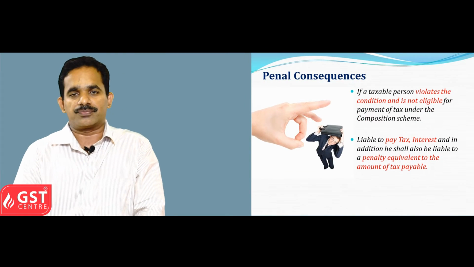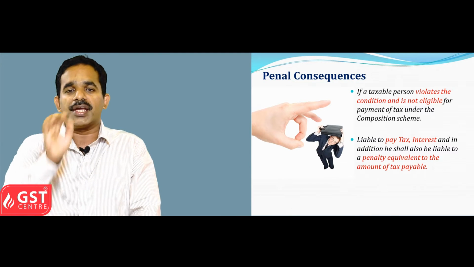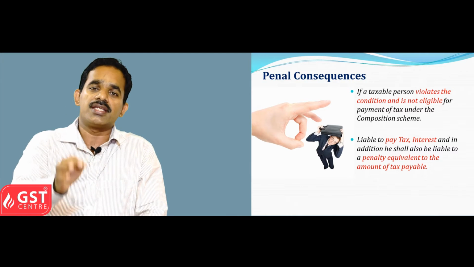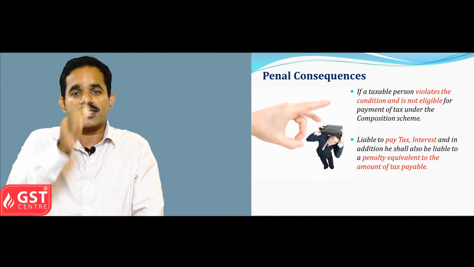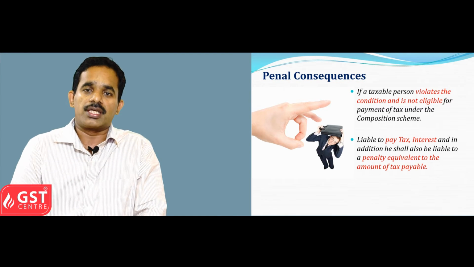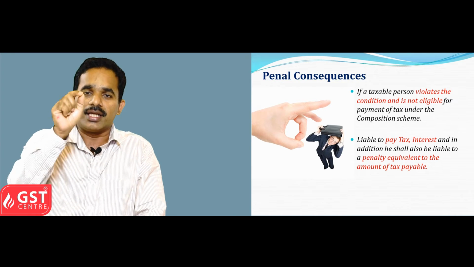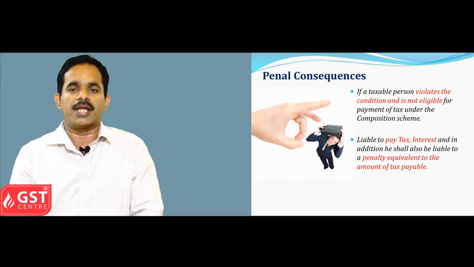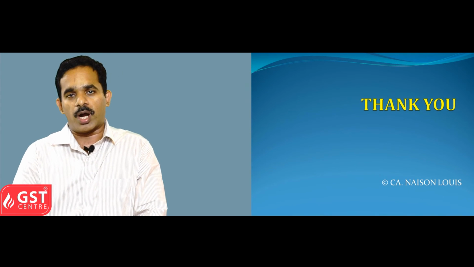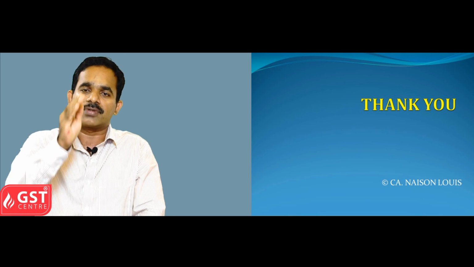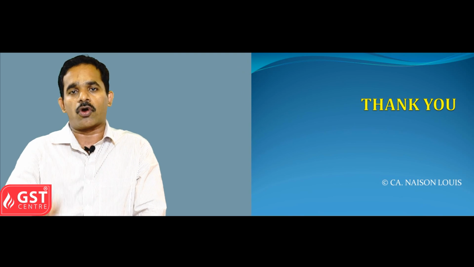There is a penalty for any person who violates the rules under the composition scheme. That is, if a person is ineligible and he has availed the composition scheme, in such a situation, he has to pay tax, interest and an amount equivalent to the tax amount as penalty. So, hope you have understood the composition scheme, the conditions and the penalty applicable if he is ineligible and avails the composition scheme.